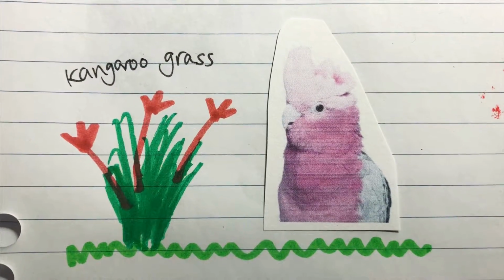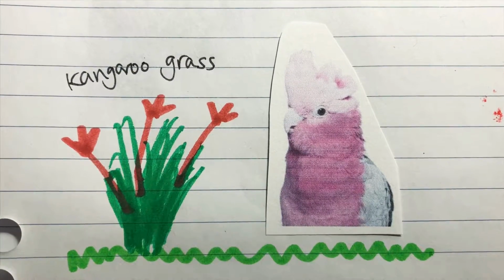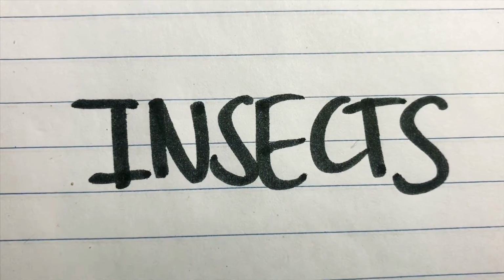Finally, ground cover plants like kangaroo grass are essential for birds which are granivores, like the galah who feed on the seeds. Let's now look at how we can support insects in our parks.